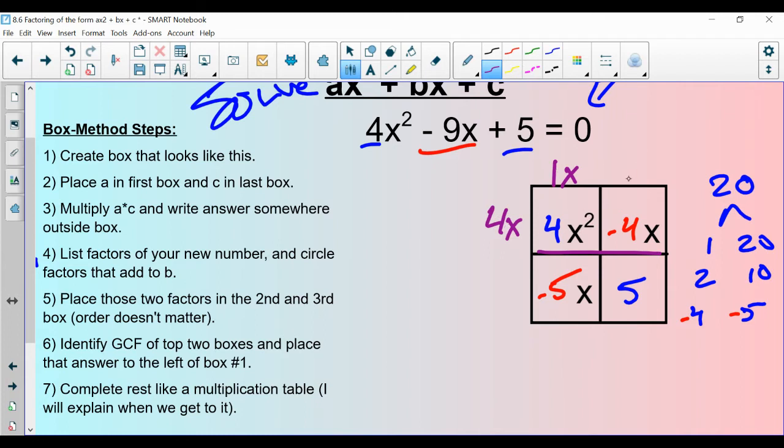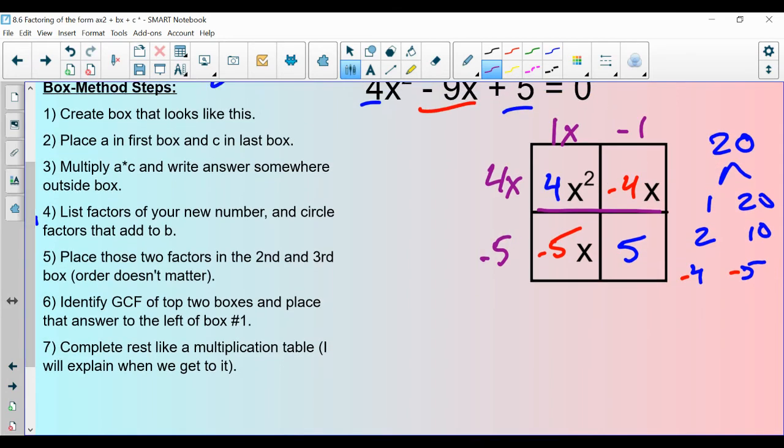4x times what is negative 4x? That would be negative 1. And 1x times what is negative 5x? That would be negative 5. And then do the little check here. Is negative 1 times negative 5, 5? It is. So my factors, remember this question didn't say to factor it, it said to solve it, but my factors would be x minus 1, or 1x minus 1 if you had that, and 4x minus 5.